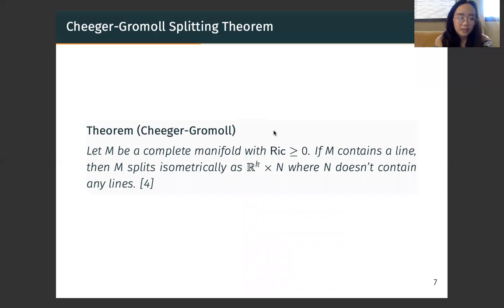So now we have the Cheeger-Gromoll splitting theorem. It says if M is a complete manifold with Ricci non-negative, and if M contains a line, then M splits isometrically as R^k cross N, where N doesn't contain any lines. So we're going to use the Cheeger-Gromoll splitting theorem and Sormani's line theorem to talk about the Shen-Sormani proof.